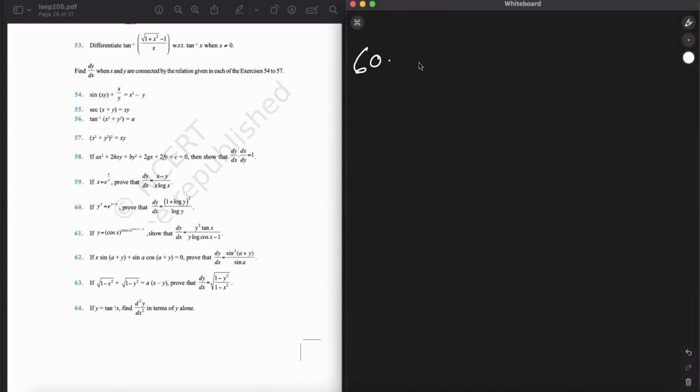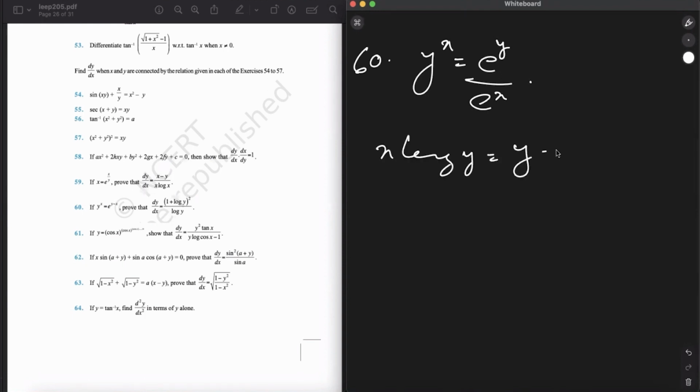Next question. Y raised to the power of x is equals to e^y upon e^x. Then we have to prove this. Okay. लॉग लेना पड़ेगा. अच्छा, ओके, तो इसको लिख सकते हैं x log y is equals to y minus x. ठीक है, एंड log y is equals to हो जाएगा y by x minus y.